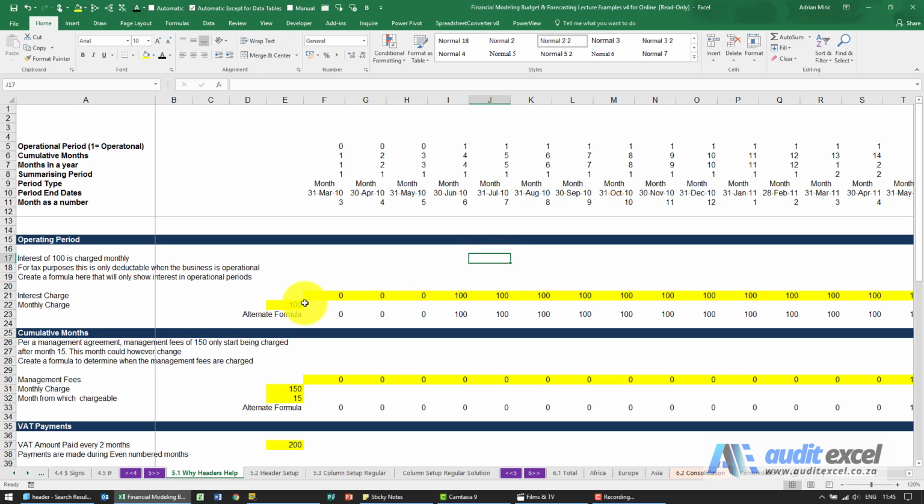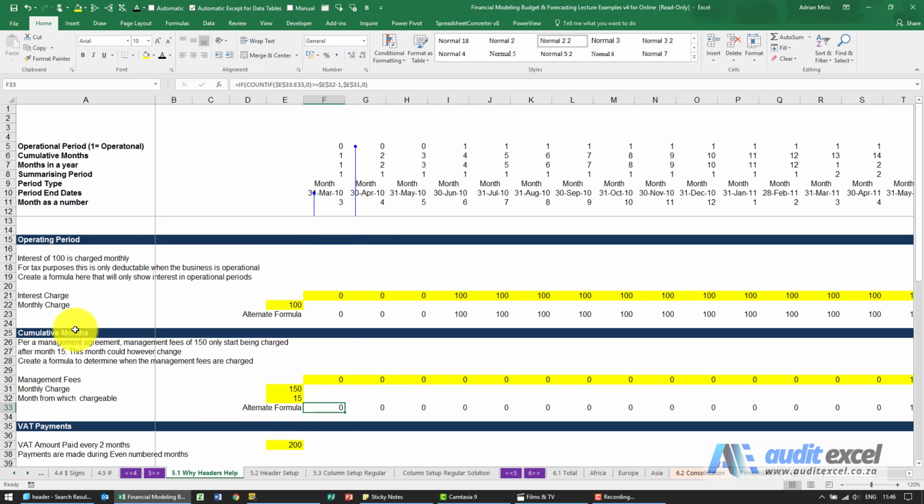So for example, if I've got something like this, interest is charged monthly, but for tax purposes, it's only in a certain month. Here's a potential formula. So what we're saying is look at that month and then compare it to a certain month and put a zero or the amount. So that's one way of doing it. Or if we have set up a header, we've set up this operational period, zeros and ones, we can use that formula there, which is as simple as take whether we're operational or not and multiply it by that. So just another example of simplifying the formula.